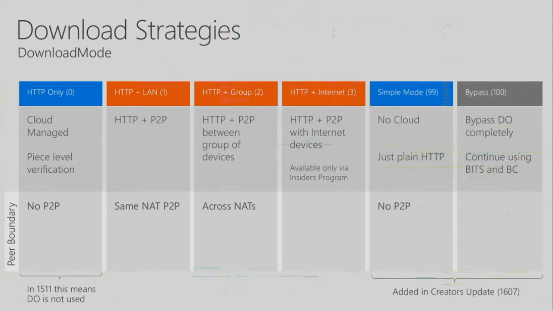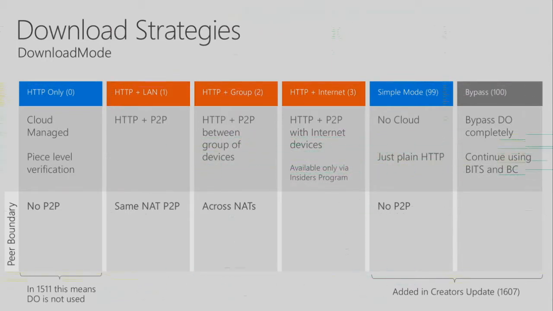So we really changed the meaning of it between those builds. In 1511, if you wanted to skip DO completely and not use it, you would set 0. But we changed the meaning of it to basically use DO, but without peer-to-peer. So that's the meaning of it if you're on a recent build. And then we added another mode.